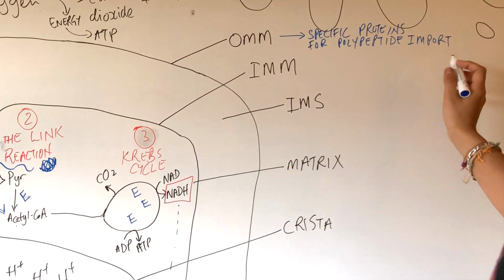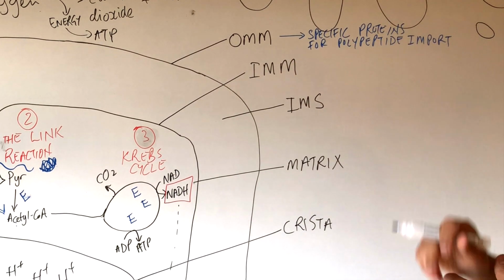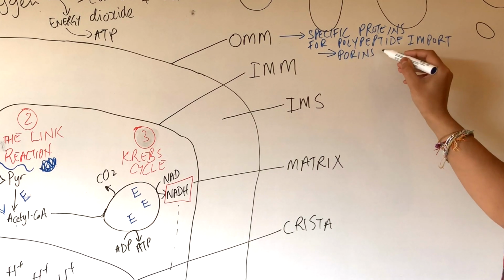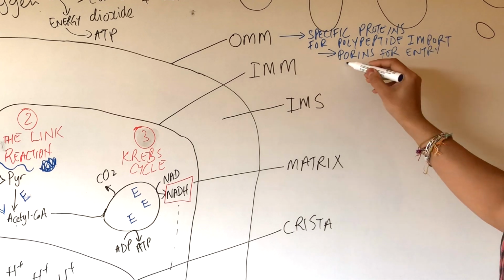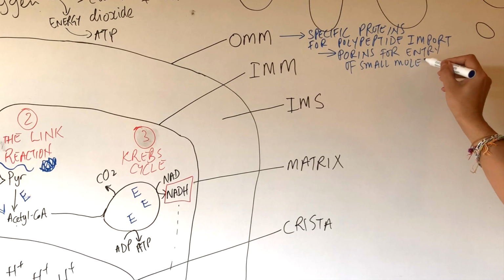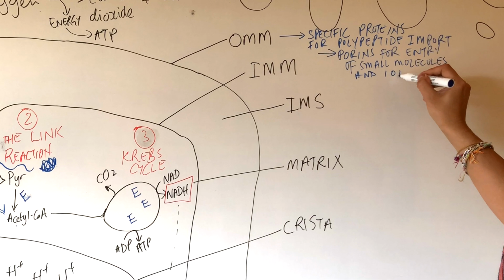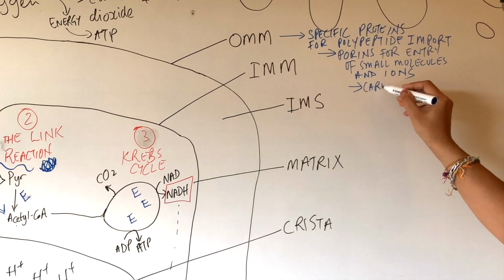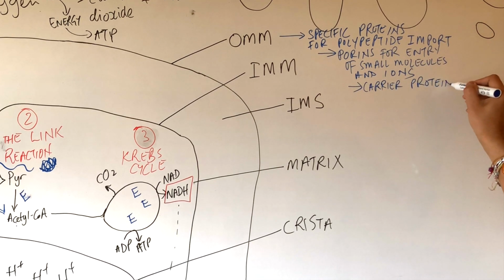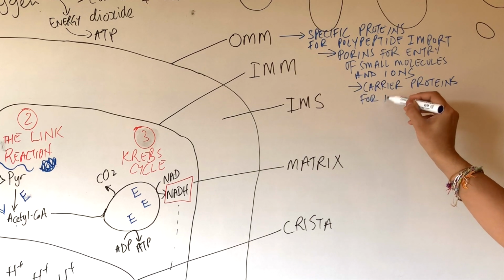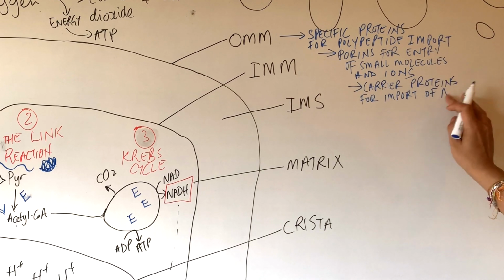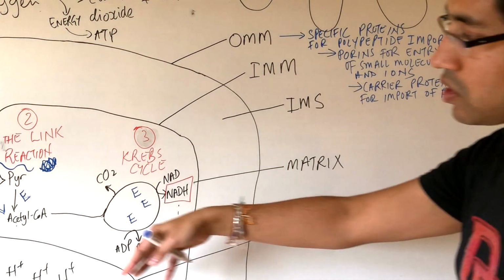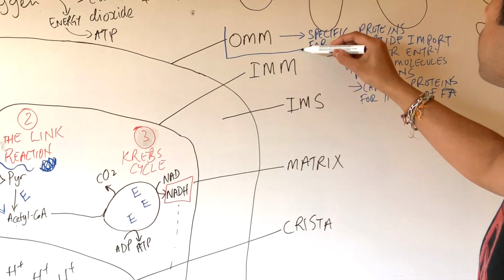Okay, so outer mitochondrial membrane, key points about its structure are: it's got specific proteins for polypeptide import. It has got porins for entry of small molecules and ions. And what else? It has carrier proteins for import of fatty acids. Okay, so these are key things necessary for the function of the mitochondria. Okay, so that's the outer mitochondrial membrane.